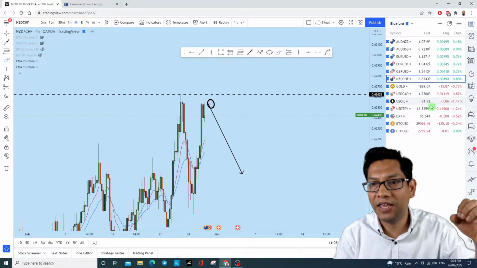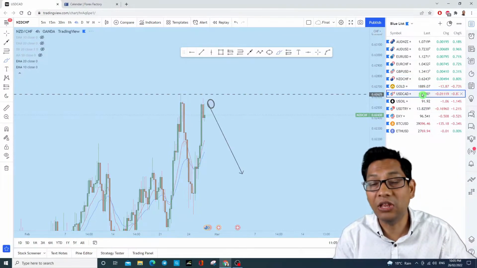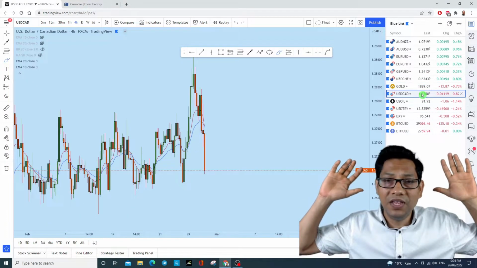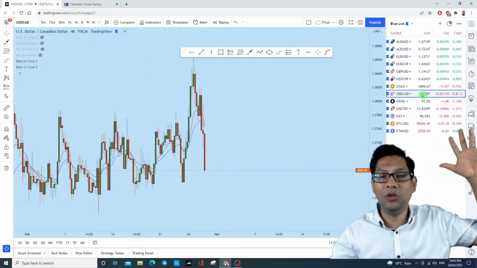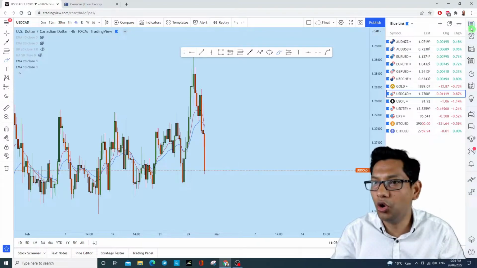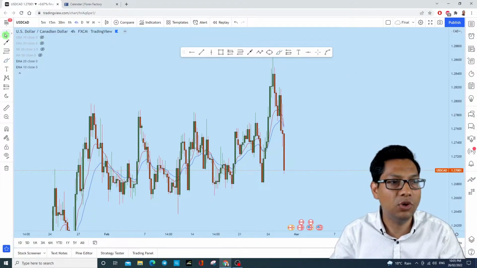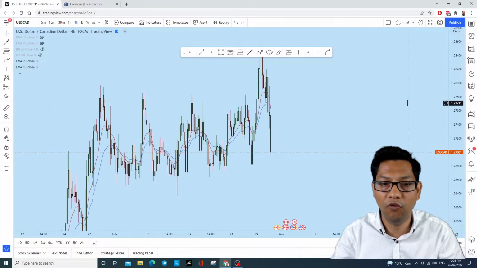Now let's see another instrument that we will be trading next week. Now coming up is a really important pair, USDCAD. Now USDCAD, there is a lot of high impact news release. All the CAD pairs are going to be very volatile, and USDCAD will be super duper volatile.